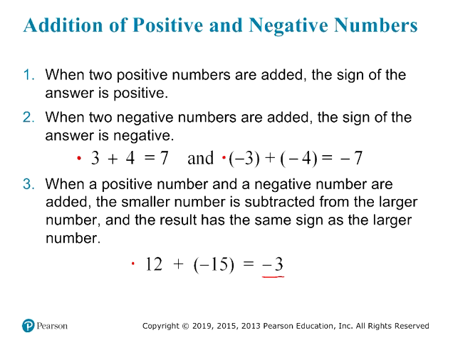So the smaller number, 12, we can say is subtracted from the larger number, 15. So we're just thinking about magnitude there. So the difference between 12 and 15 is 3. And then the answer will have the same sign as the larger number, which in this case is 15. And that larger number is negative, so our answer will also be negative.